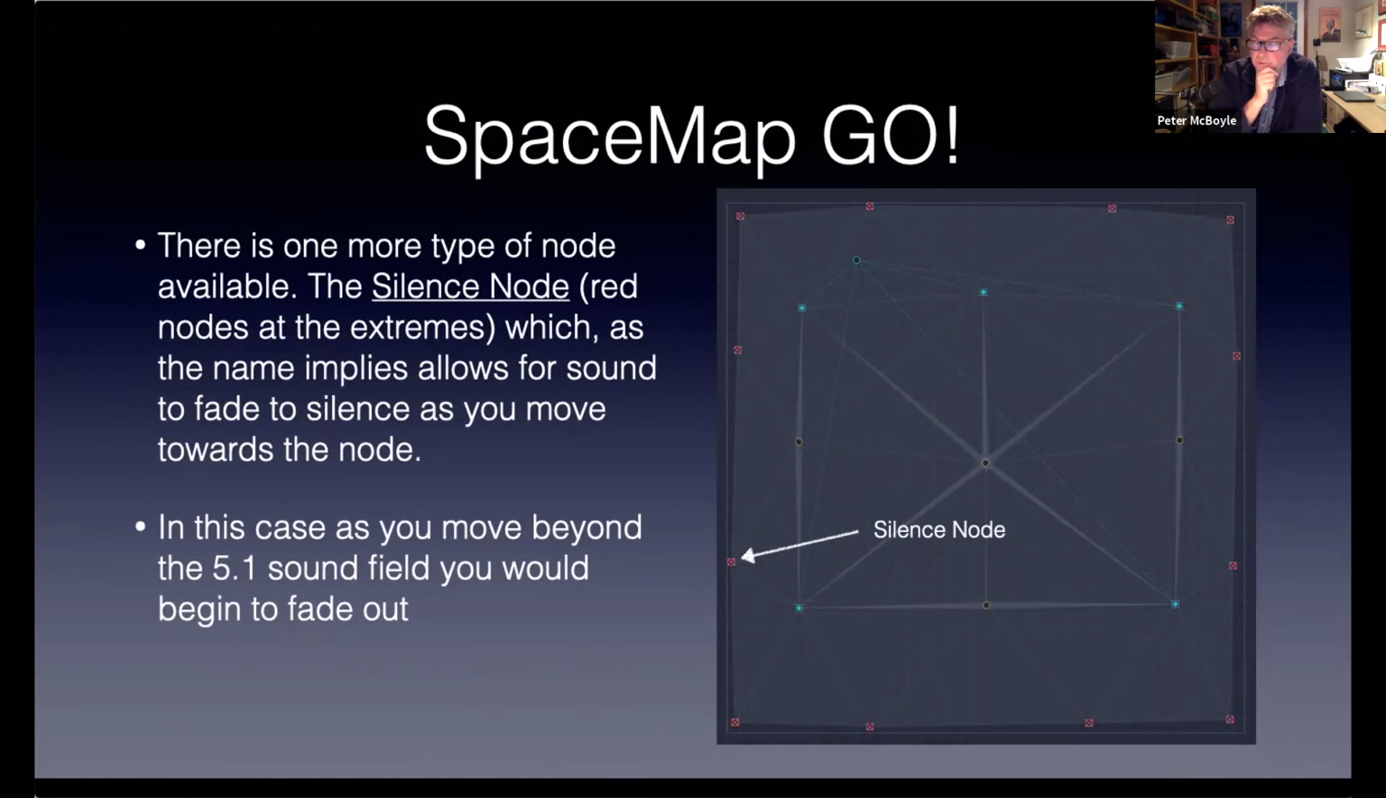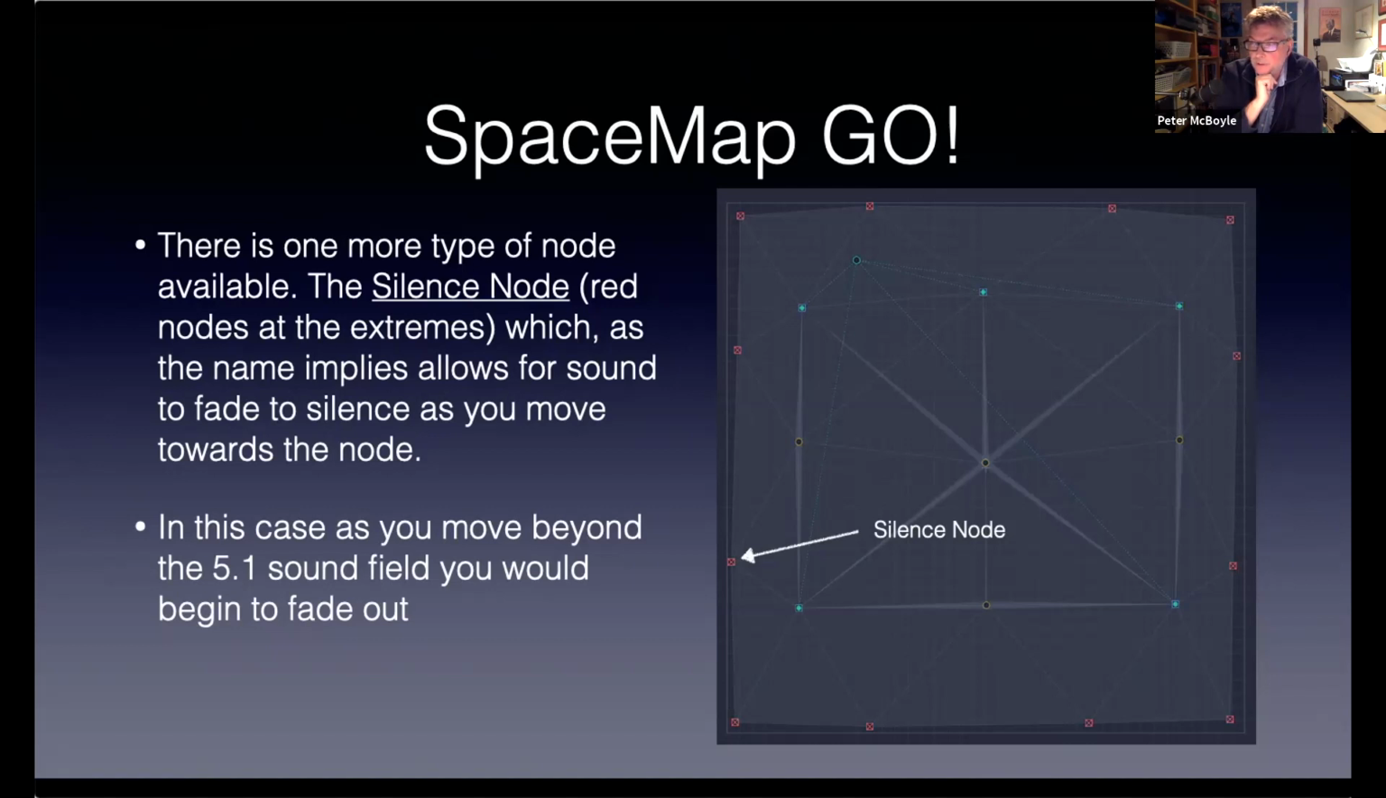So if you were doing something like the classic helicopter flyover, you could have the helicopter approach from silence, then emerge into the speaker system, and then swoop around the room, and then as it leaves, it would depart again into silence. So the silence nodes are really important and give you another tool of being able to really customize the map to do what it is you want it to do.